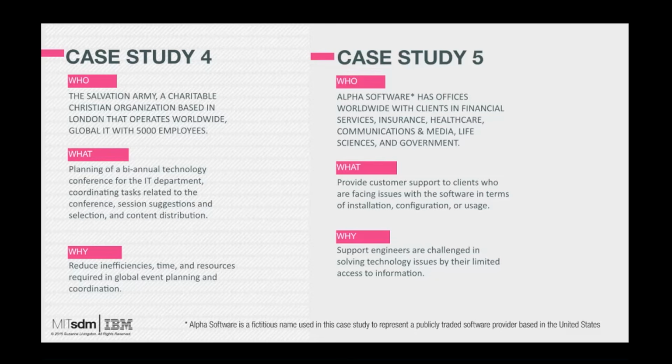And finally, case study 5, Alpha Software. They're based in the United States, offices worldwide. They have customers that operate in various sectors like financial services, insurance, healthcare, et cetera. And one of their core functions, as is true with many software companies, is providing customer support to clients who are facing issues with software in terms of installation, configuration, or usage. So whenever a client would submit a new issue to Alpha, a customer support engineer is then assigned and expects to come up with a troubleshooting approach based on diagnostic steps from the customer's description in the service request.